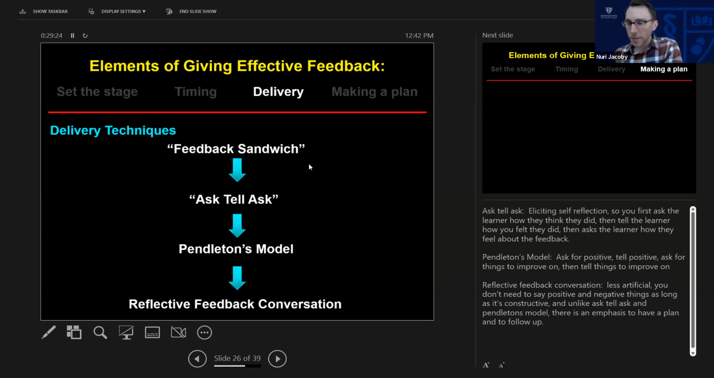There are a whole bunch of ways to give feedback. I mentioned the feedback sandwich. That's not recommended anymore. Ask, tell, ask is a good way to do it. Essentially, you ask someone how they think they're doing, then you let them know how they're doing from your perspective, and then you ask them if they understand. That's a great way to give feedback as well. Similar to the reflective feedback conversation, honestly.